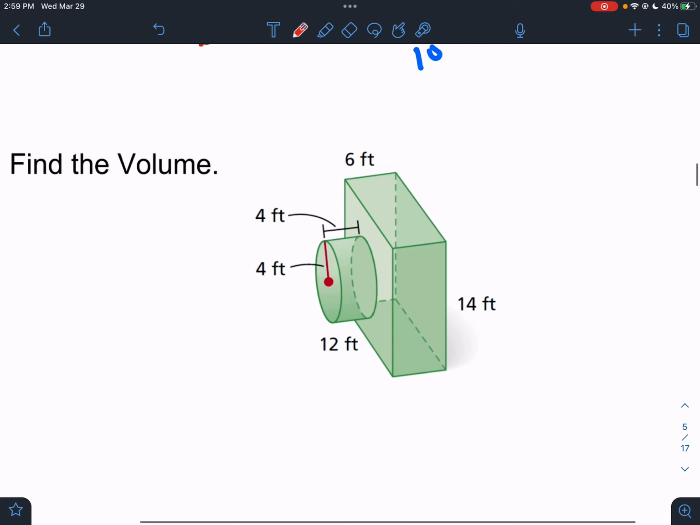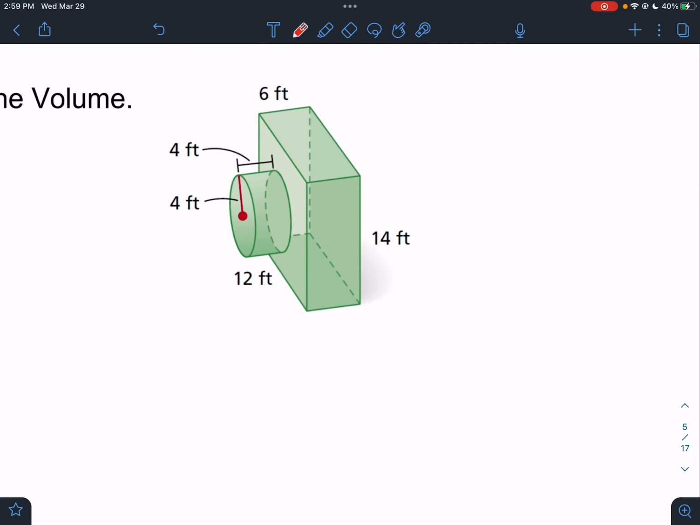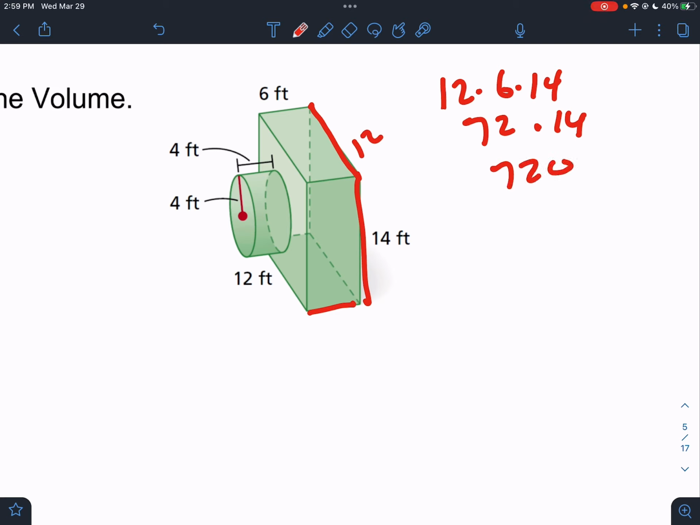It really doesn't. So in this problem, we have a 6, a 14, and then front to back we have a 12. They tell us down here it's 12. So front to back is 12. So this is just 12 times 6 times 14. That's going to be 72 times 14. That would be 720, that would be 280, and that would be 8. So that would be 1,008. So that's the box part, length times width times height.